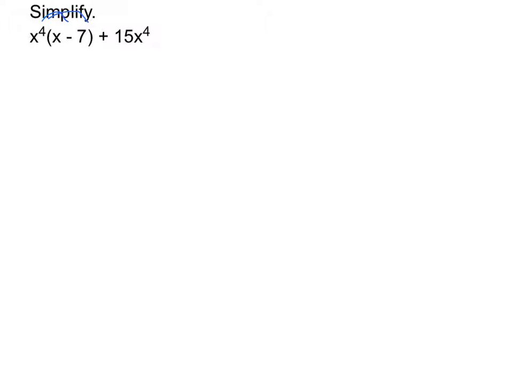We'll take the x to the fourth times x. We add our exponents, 4 plus 1, we get x to the fifth. We take x to the fourth times negative 7. That means I get negative 7 times x to the fourth. And then at the end there, I still have this plus 15x to the fourth.